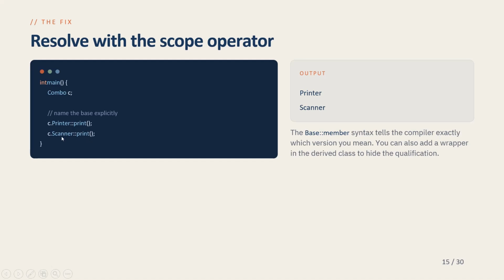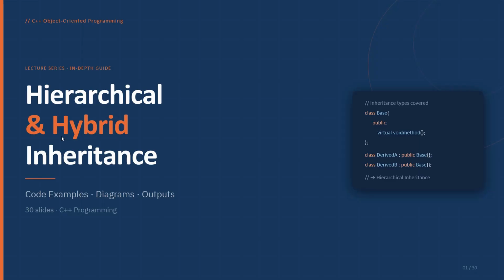So the scope operator allows us to explicitly specify which base class member we want. This is an important issue to remember whenever multiple inheritance is used. Next comes the hierarchical and hybrid. First we'll start with the hierarchical inheritance.